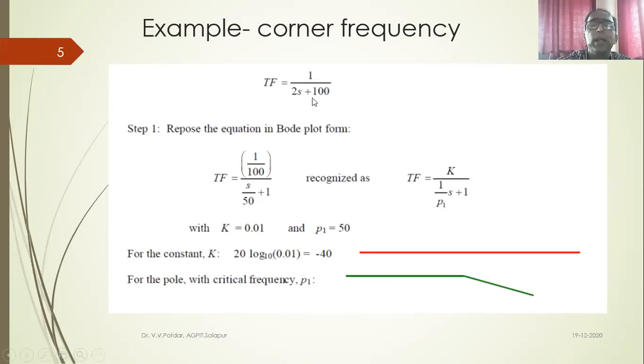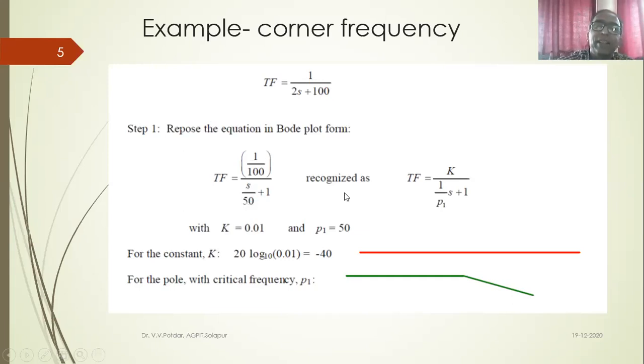If I divide the numerator and denominator by 100, the numerator becomes 1 by 100, and the entire denominator is divided by 100. So 2 divided by 100 makes it 1 by 50, s upon 50. The second term becomes 100 upon 100, which is equal to 1. So this is my 1 plus tau s form. This tau corresponds to the time constant, and this tau value is 1 by 50 in this case. And the corner frequency is 1 upon tau, which is 50.